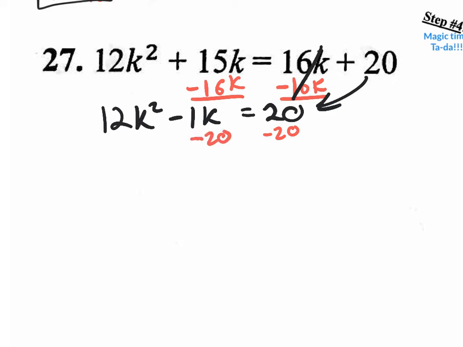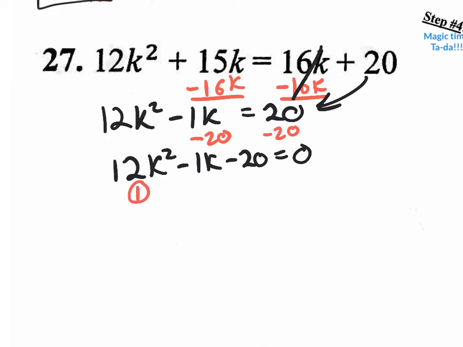I'm going to rewrite my equation. It's going to be 12k squared minus 1k minus 20 equals 0. And now that it's equal to 0, now I could go with my steps. Since there is no GCF to pull out, I want to start by doing A times C. A is 12, C is negative 20. What do I get? Calculator time. Negative 240 is what we get, and that is the answer to step 1.